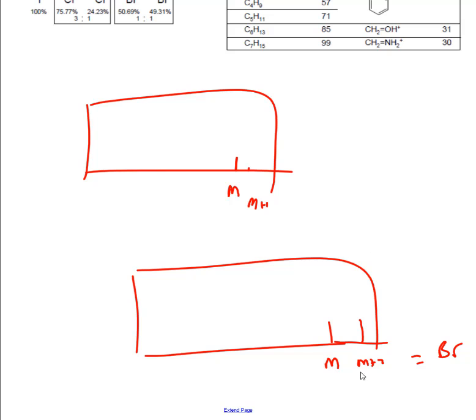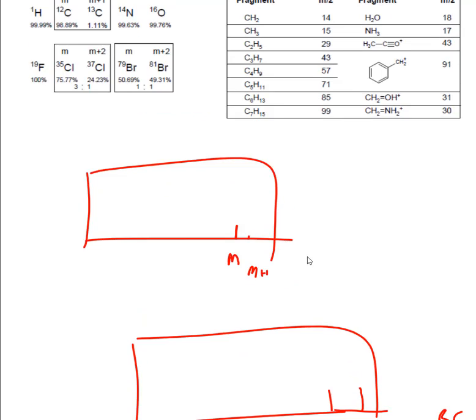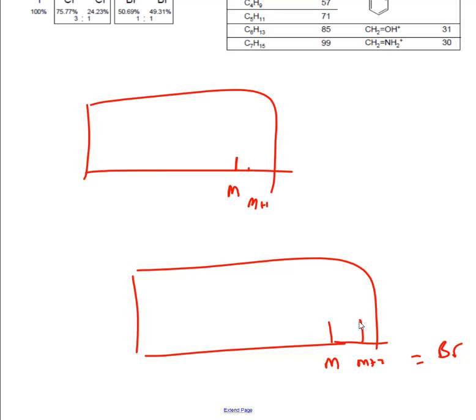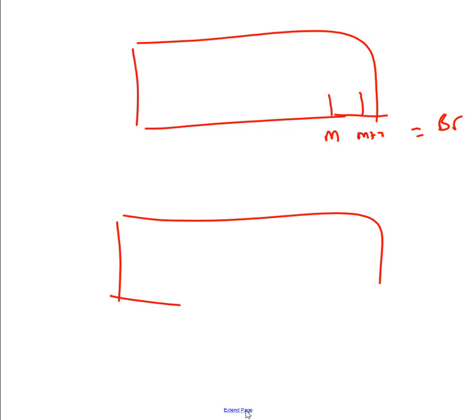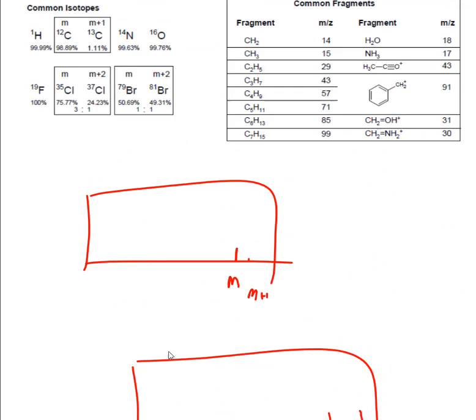So 50% of the time, roughly, you'll have the 79 version, and the other 50% or close to it, you'll have the 81 version, right? So that's important. If you see, let's say, M is over here, and then your M plus 2 looks like this, where it's a third, this is M plus 2, then you know it's a Cl, because there is no other M plus 2 that you have to worry about.